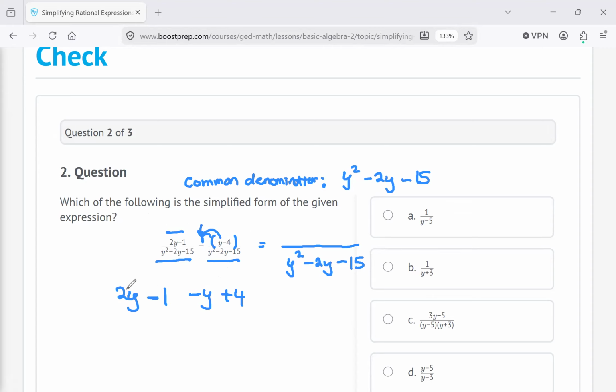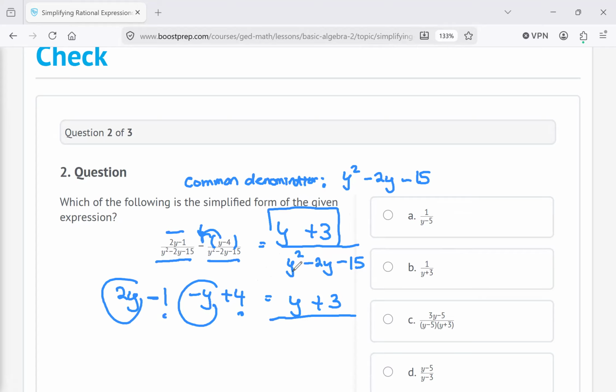And then collect like terms. So you have a 2y and a -1y, that is positive y. And then you have 4 and -1, which is +3. And then what you want to do is simplify it by factoring. So can we factor this numerator? Yes. The y plus 3, you can't do anything more with that. That is what it is.